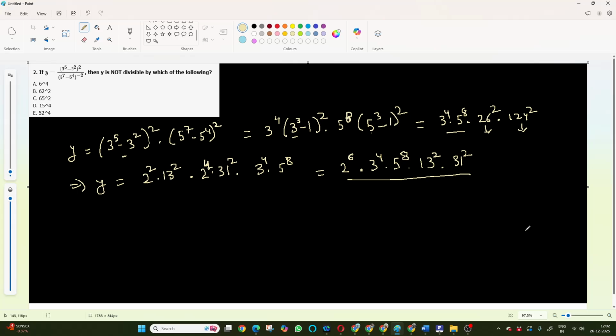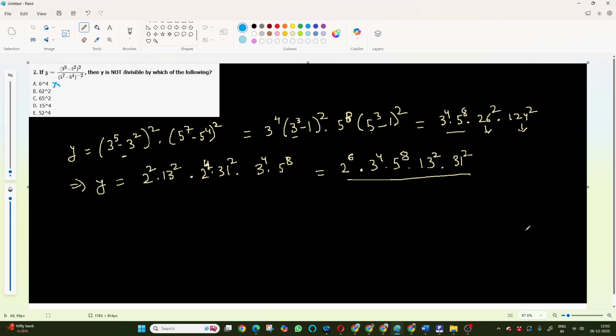Let's go choice by choice. If you look at choice A, 6 to the power 4, do we have that? Yes, we do, because 3 has a power of 4 and 2 also has a power of 4 at least or more, right? And 6 is composed of 2 and 3. So therefore, A cannot be our answer. So we will cross off choice A because 6 to the power 4 is contained in this expression. So it will exactly divide this expression.